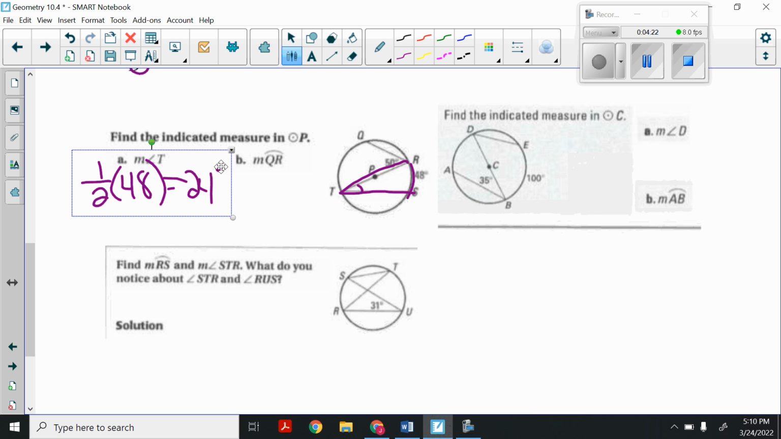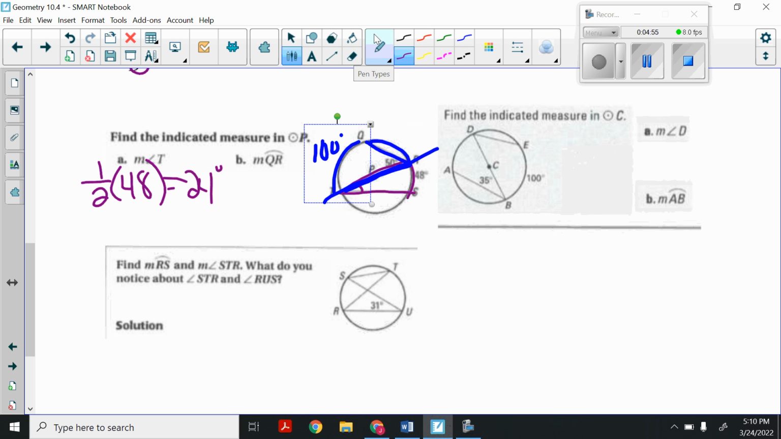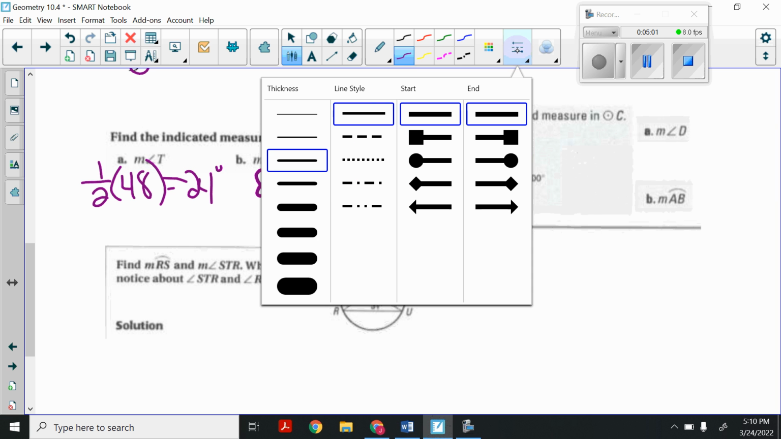Next, we want the measure of arc QR. So arc QR is this arc up here. I see angle QRT is inscribed at 50. And so I know that this arc is 100. I know that this is a semicircle, which means it has to add together to equal 180. So if this part is 100, this part is 80, and that's what we were looking for. So that's 80 degrees.